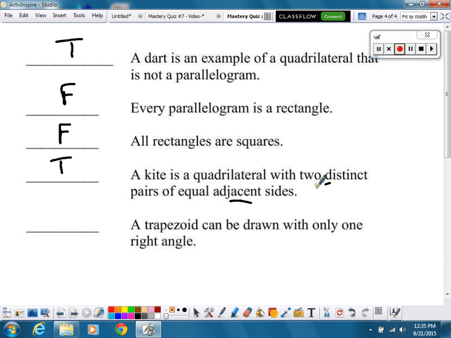And the last one. A trapezoid can be drawn with only one right angle. Do you think that's true or false? That would be false. If your trapezoid has one right angle in it, it's going to have two because two sides are parallel. I think that does it.